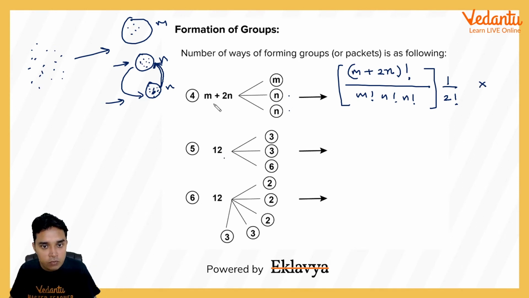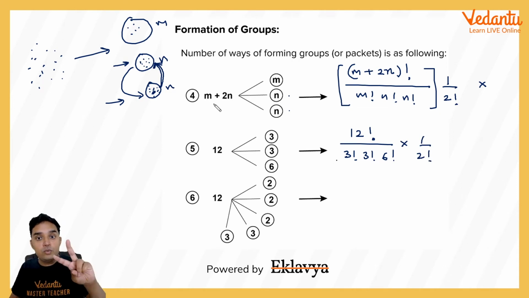In this case, 12 objects are to be distributed into 3, 3 and 6. So what will be the answer? 12 factorial upon 3 factorial, 3 factorial and 6 factorial, and an additional 1 upon 2 factorial, because 2 groups have a size of 3 each.